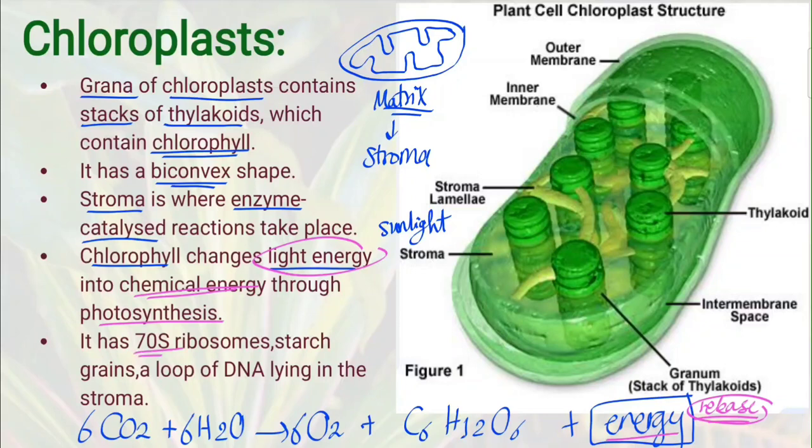Okay, also it has 70S ribosomes, of which we said it has an 18 nanometer size. Starch grains, which look lobed like that. This is the starch grain. A loop of DNA that is also a circular one, of which we discussed before that it doesn't involve itself in the mitosis or meiosis. Of course, it's not going to do that. Lying in this stroma. So these things are lying in the stroma. It has an intermembrane space. This is the thylakoid, outer membrane, and inner membrane, as it's a double membrane bound organelle.